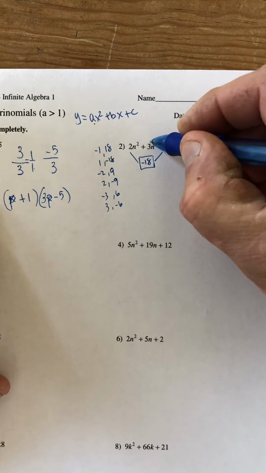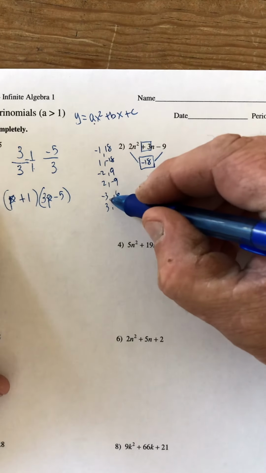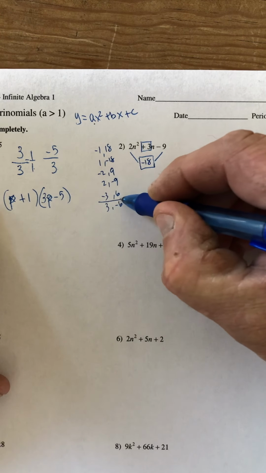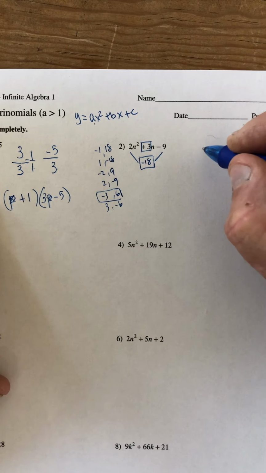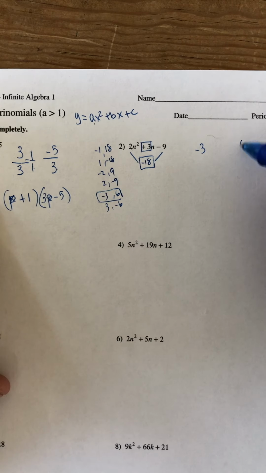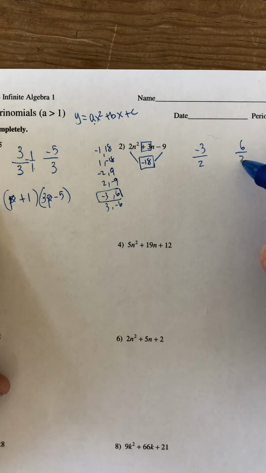Which of those factors adds together to give me my B term, my middle term, which is +3? Well, I know if I look at all these, -3 plus 6 is going to give me a +3. So I list -3 and +6. Remember, I want to turn them each into a fraction over my first term, my A term, which is 2. And I want to see if I can reduce either one of these. Is there a number that goes into both -3 and 2? I don't think so. So we cannot reduce this fraction.